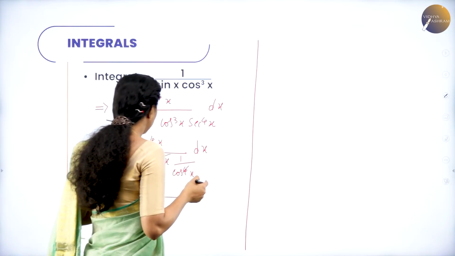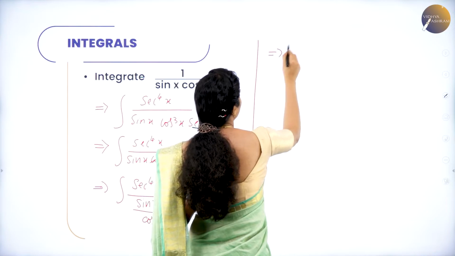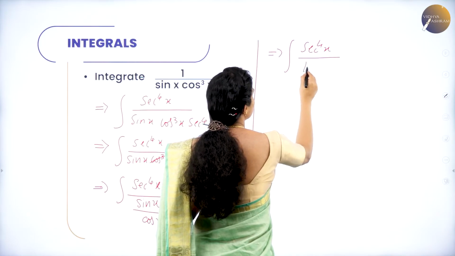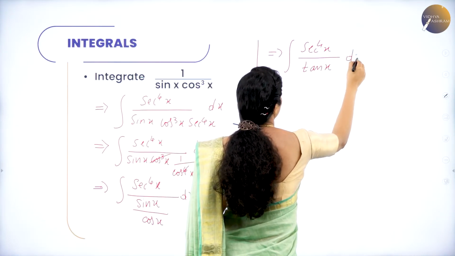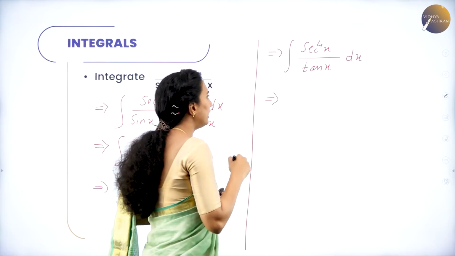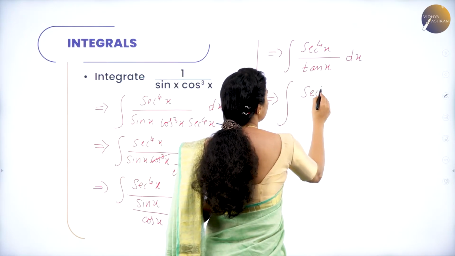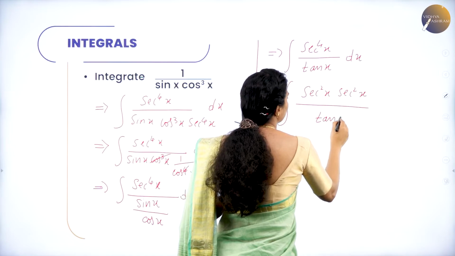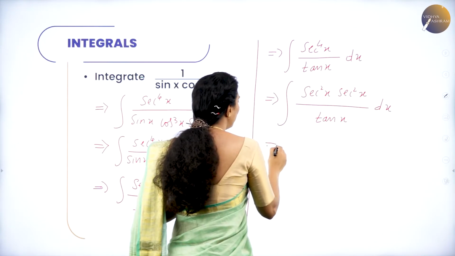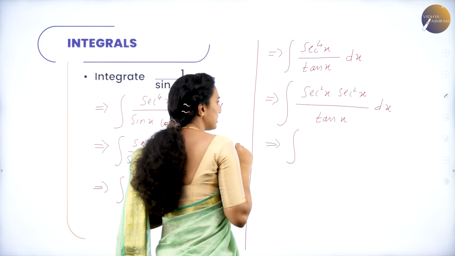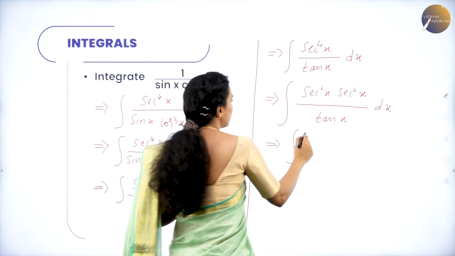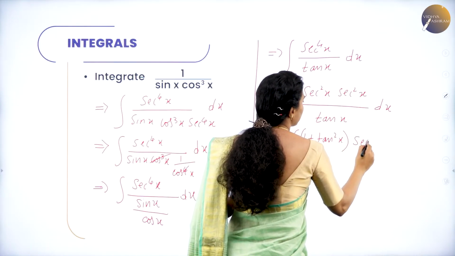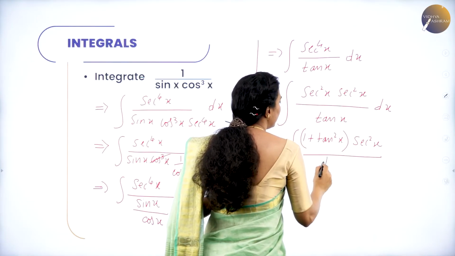Therefore, this will be equal to integral of secant to the power of 4x divided by sin x by cos x, which is nothing but tan x, into dx. Now, you can have secant to the power of 4x as secant squared x into secant squared x, correct? Divided by tan x into dx. Now again, you can substitute secant squared x as 1 plus tan squared x. So 1 plus tan squared x into secant squared x, one secant I am substituting like that, divided by tan x.